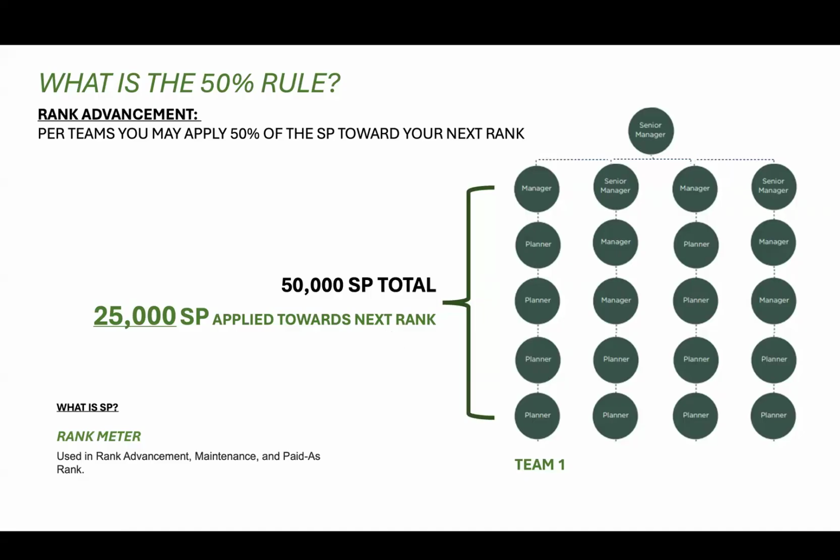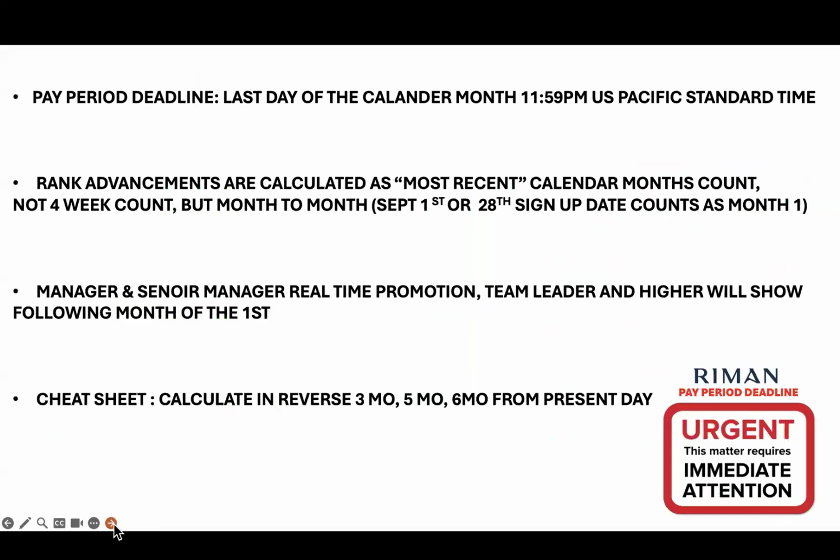Now, it doesn't have to do with your income or what you're getting paid, right? Whatever BP you do, so if you did 50,000 SP, that amount of BP, you're fully getting paid out. But in order to accumulate and accrue for the next rank, you can only use 50% of the SP to apply towards your next rank. So keep that in mind. We have a 50% rule. In order to hit your next promotion, per team and leg, you can use 50% of the SP to apply. Okay. Now, here are some bullet points for you guys to be mindful of.